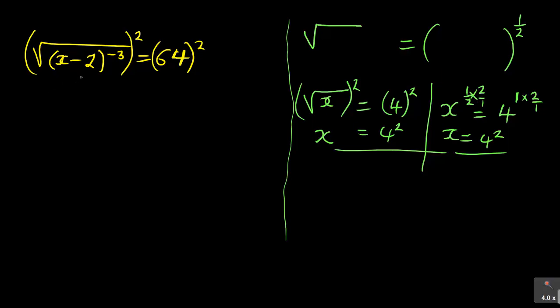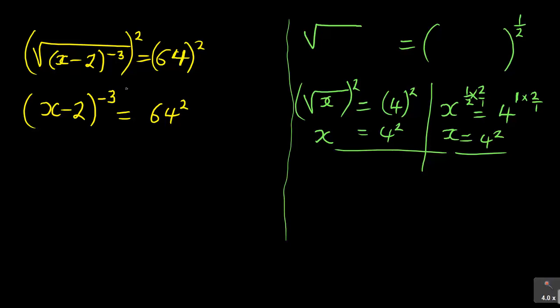Now they didn't say without using a calculator, that makes it easier. So I will rely on the calculator in this part. (x - 2) to the power negative 3 is equal to 64 squared. That is the part. Now I need to get rid of that negative 3.